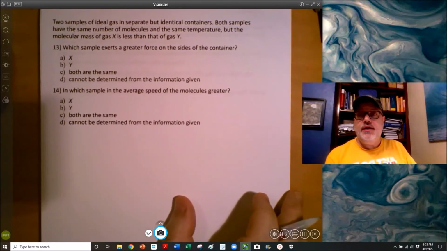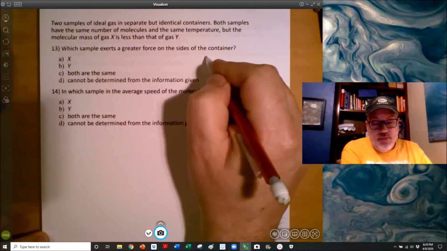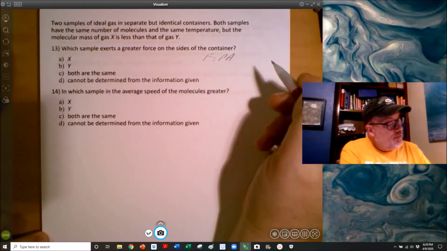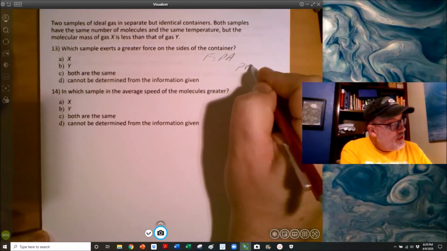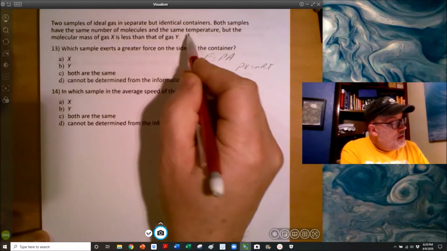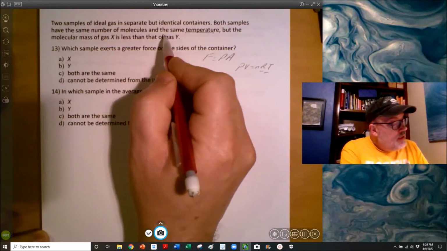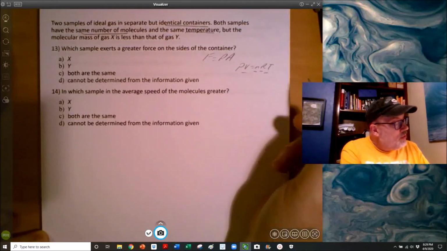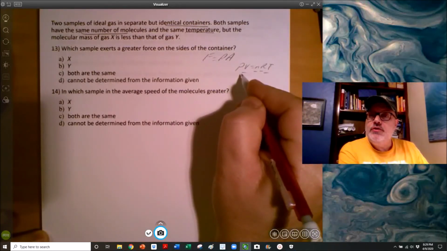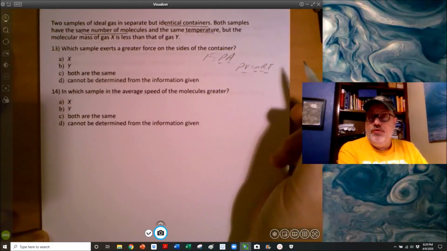Problem 13 says, what's the greater force on the sides of the container? In which one, gas X or gas Y? So we take a look at it. Remember that force equals pressure times area. So how are we going to find the pressure? Well, remember PV equals nRT. They have the same temperature. R is the same, of course. Identical containers, so same volume. And the same number of molecules. Hey, so they have the same pressure. And since the containers are identical, pressure and area are the same, so the force is the same for both.